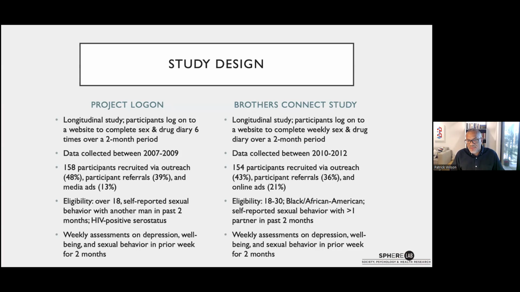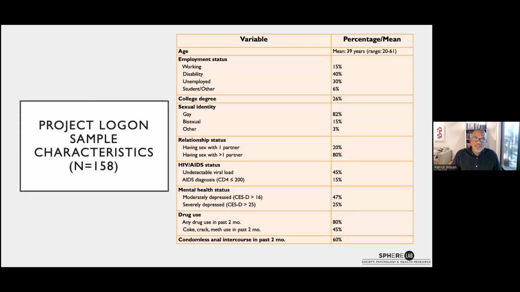Project Log On was focused on men who have sex with men. These were largely gay and bisexually identified men who were HIV positive. Brothers Connect was focused on younger Black and African American gay men who were both HIV positive and negative. And you can see a little bit of our sample characteristics for the Project Log On survey. These were all samples collected out of New York City.